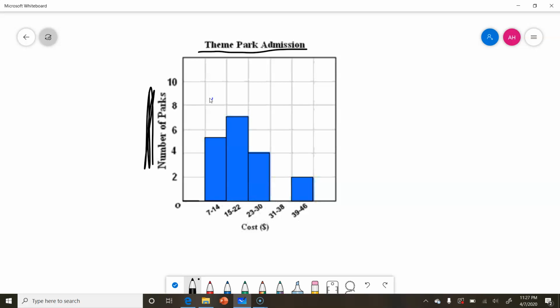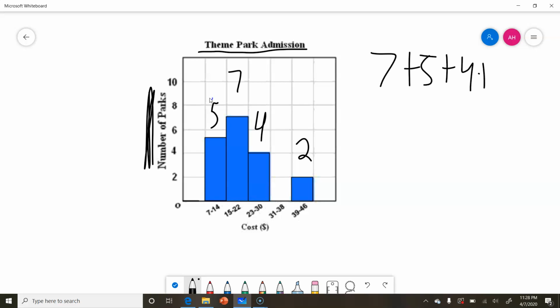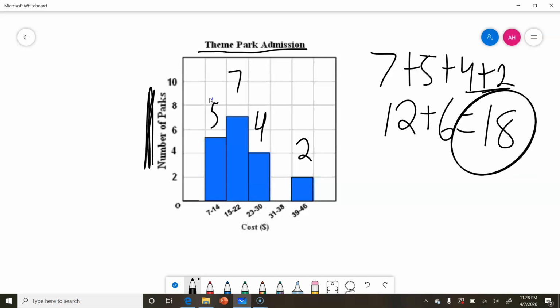So this one was at 7. Does everybody see how that guy is at 7? The biggest one is 7. The smallest one is 5. This one right here is 4. And this one down here is 2. So I'm just going to add that up. 7 plus 5 plus 4 plus 2. This is 12 plus 6. So there were 18 total parks. Okay, did everybody see how we got that? We just added up each category, and that's how we got the total. Okay, we just added them together.